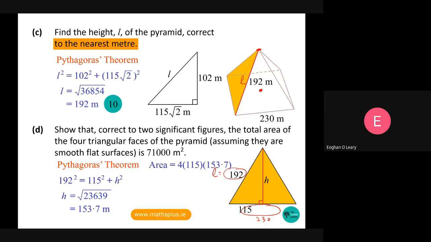And then we can find the area of this triangle. Well, there's 4 of them. We know there are 4 triangles. So what are we going to be using here? We're going to be using half the base by the perpendicular height. So yeah, okay, that's fine. Half the base is 115. The perpendicular height is 153.7. Of course, there are 4 triangles. So when we multiply all that together, we get 70,702, and to 2 significant figures is 71,000 meters squared.